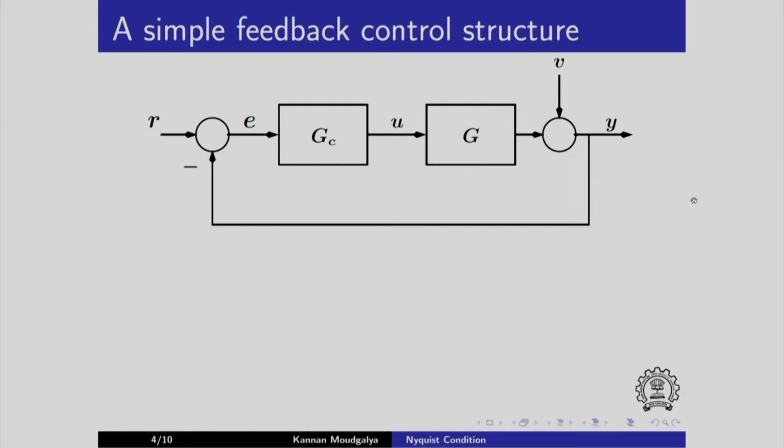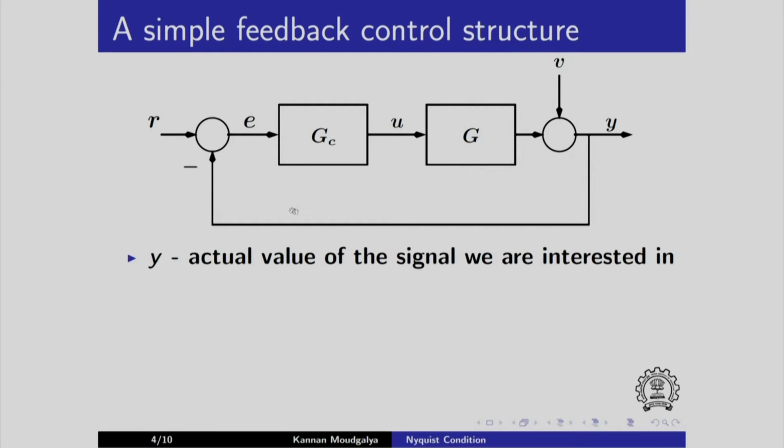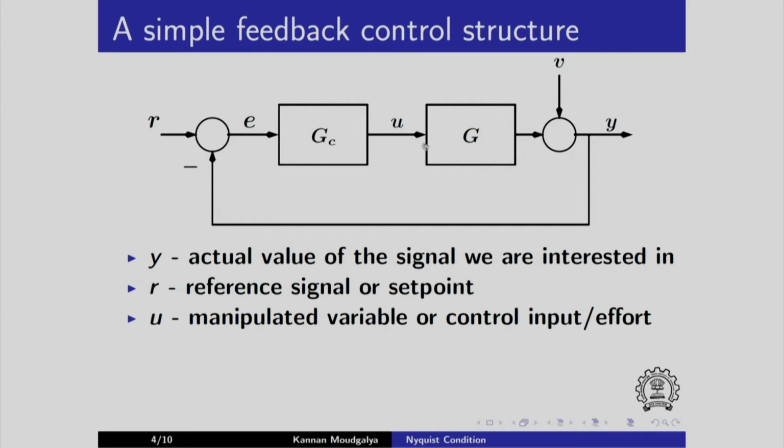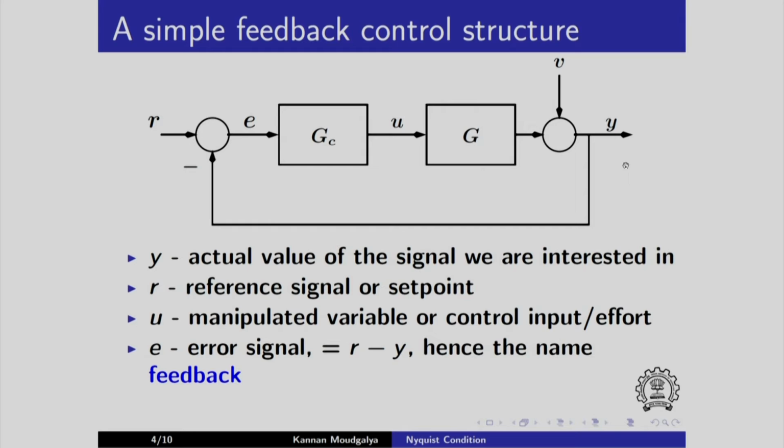Here is a simple feedback control structure. Y is the actual value of the signal we are interested in, it is the output of the plant G. R is the reference signal or the set point. U is the manipulated variable or control input or control effort. E is the error signal, which is given as R minus Y, hence the name feedback control, because we are feeding back the output. V is the disturbance signal.